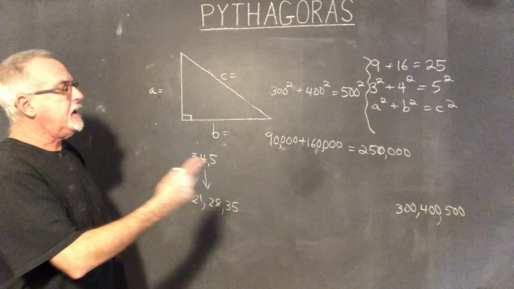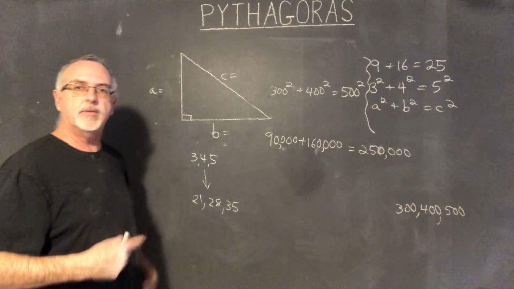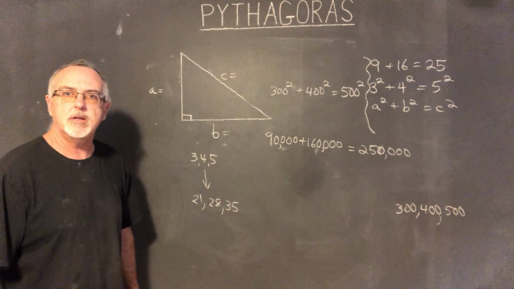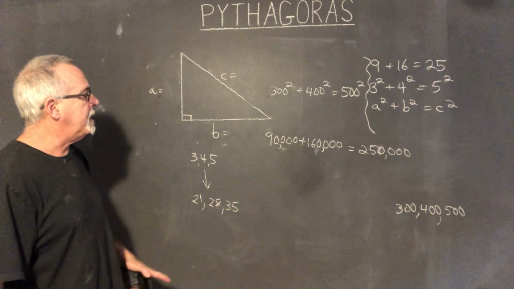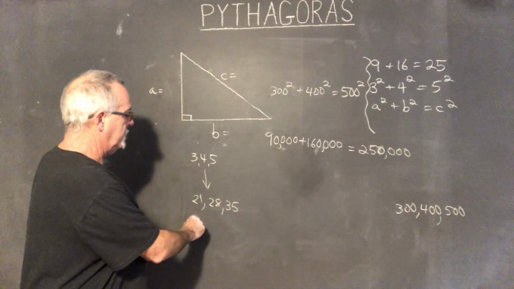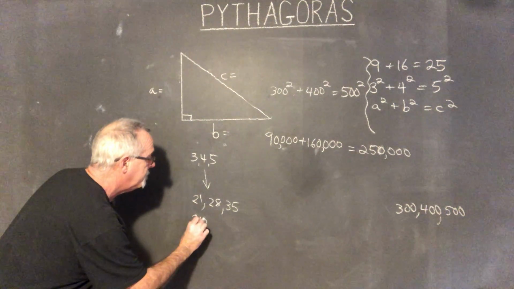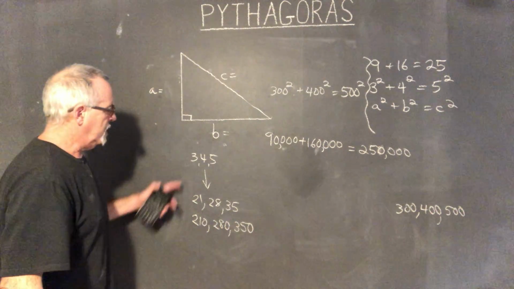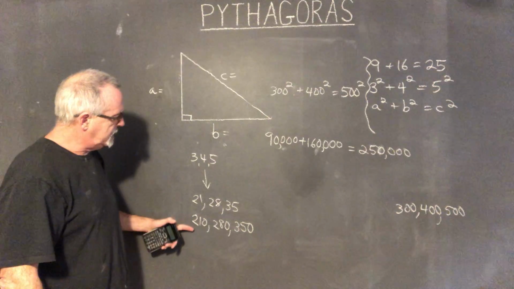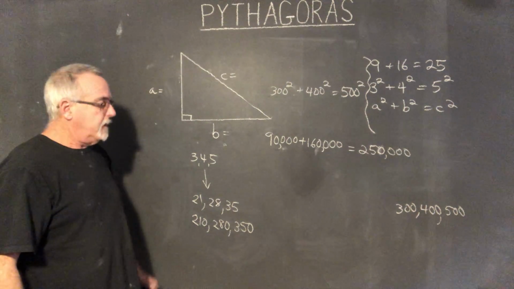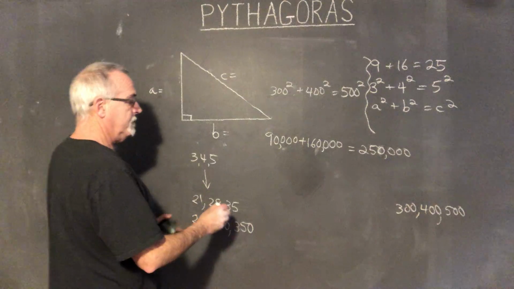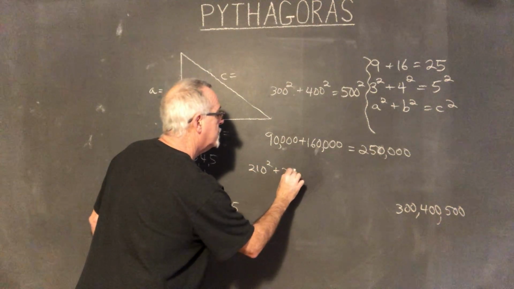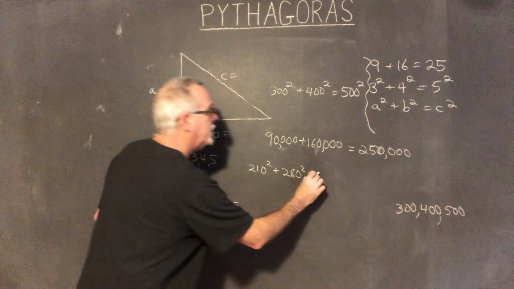But am I making it too obvious? The students are all very good with the multiples of 3, multiples of 4, multiples of 5. How could I try and trick students into thinking that I didn't follow this pattern? What if I use 210, 280, and 350? Okay, that's multiplying each of these by 70. Is it going to work? Yes, it's going to work. 210 squared plus 280 squared is going to be equal to 350 squared.